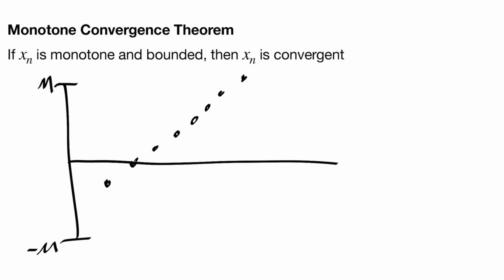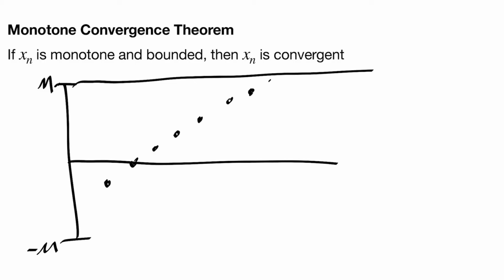Well, it can't keep going up forever, right? Because that would break the fact that it was bounded. So what has to happen instead is that at some point here, it has to start leveling off, and we've got to have some sort of limit to this thing. So it must converge.